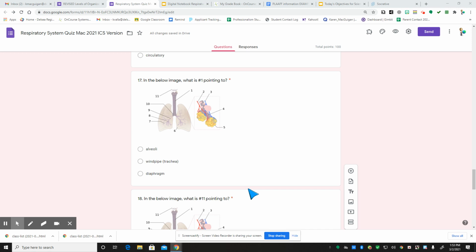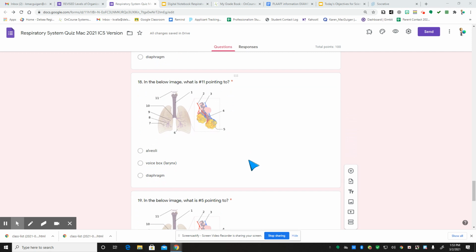So for question number 17, what is number 1 pointing to, which is this structure right here? Is it the alveoli, the windpipe, or the diaphragm? Question number 18. In the below image, what is number 11 pointing to? 11 is right here. Is it the alveoli, the voice box, which is also known as the larynx, or the diaphragm?